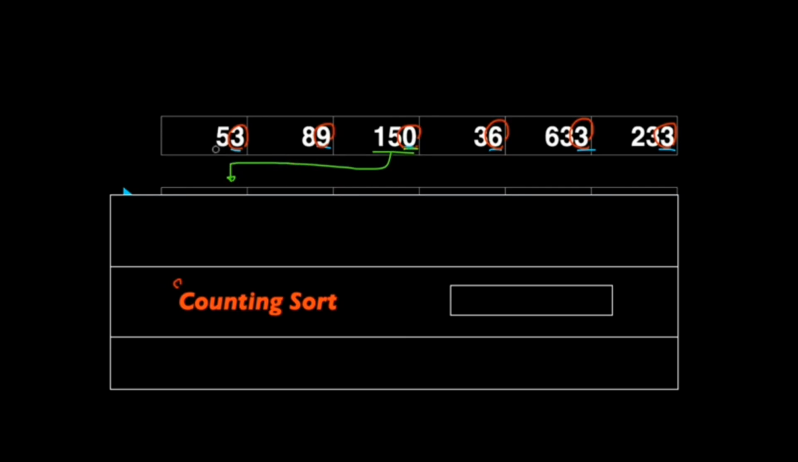And after that, there will be values with the second smallest key, which is 3. So 53 will be the second element. And after that, 633 and 233. And we're going to keep going like that until the very end.